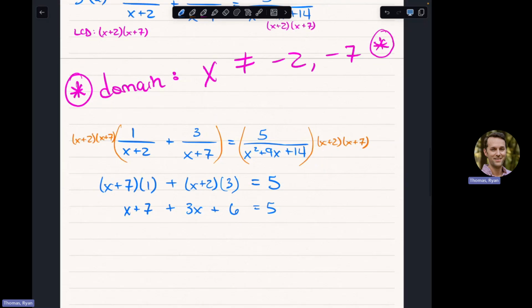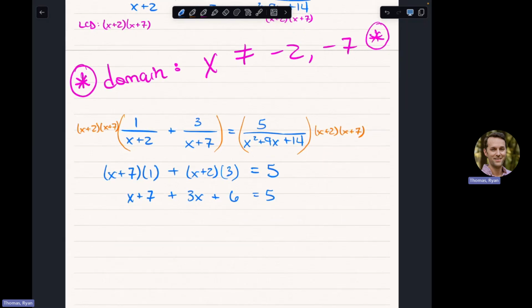Okay, so to solve that, x plus 3x, so combine like terms, which is 4x, 7 and 6. This is a linear equation, so solving is just going to be moving stuff around, right? I'm going to subtract 13.